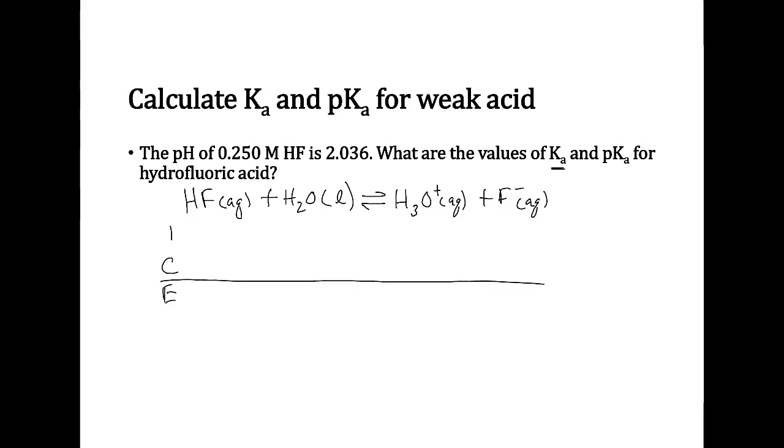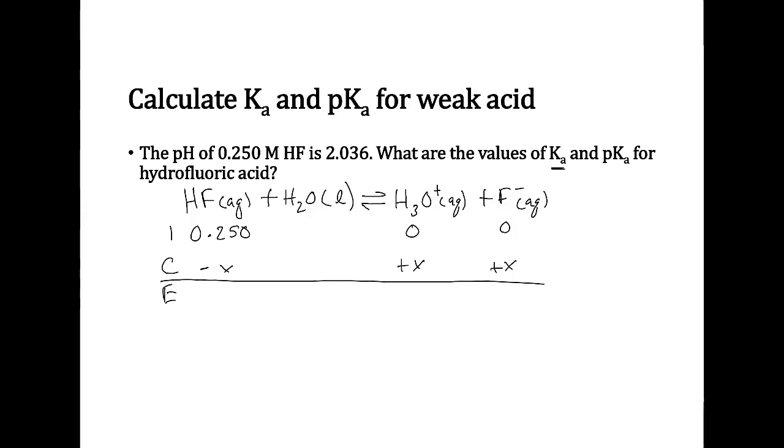If we look at the initial concentration of HF, it's 0.250. We'll assume that there's no initial H3O+ or F- in our water sample. Then whenever we let these two react, the change will be minus X, plus X, plus X.